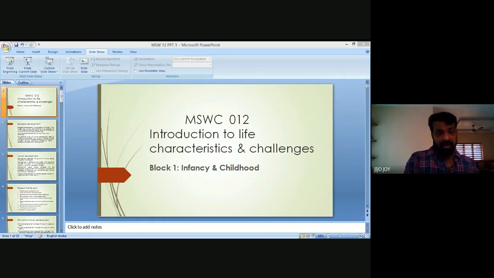Then the normal development milestones. So that's motor behavior. There are a lot of milestones in the normal development milestones. First one is motor behavior. So at 4 weeks, 3 months, what happens? 5 months, what happens? 6 months, what happens? All these things are there, and there's a table in the text. Please read and understand. The second one is adaptive behavior.